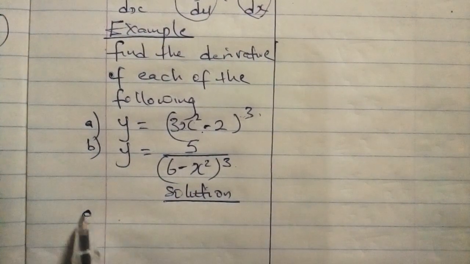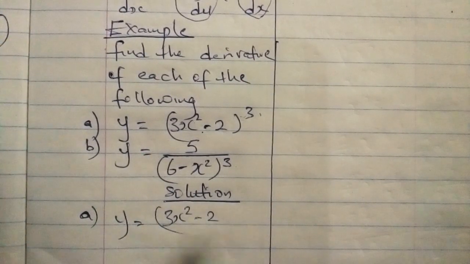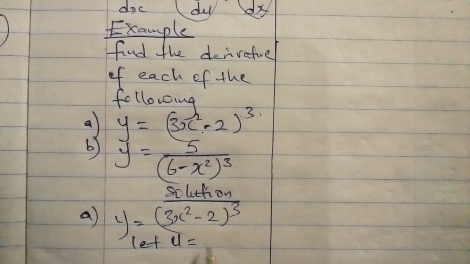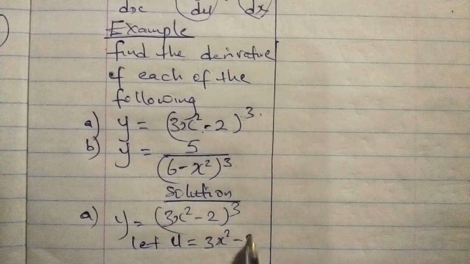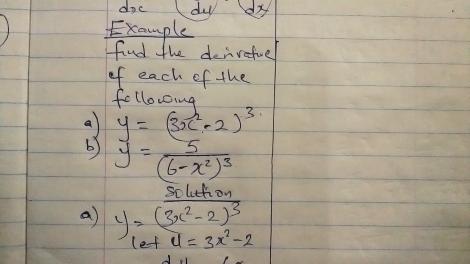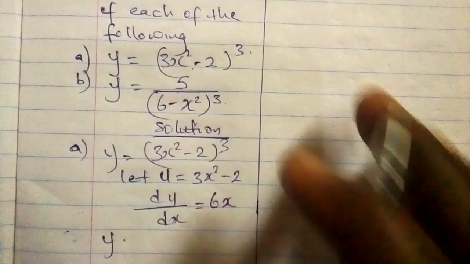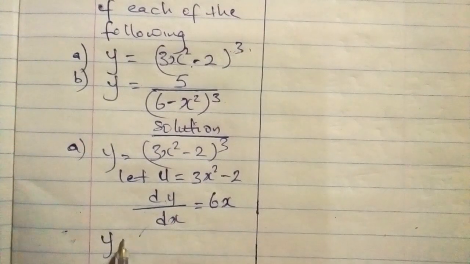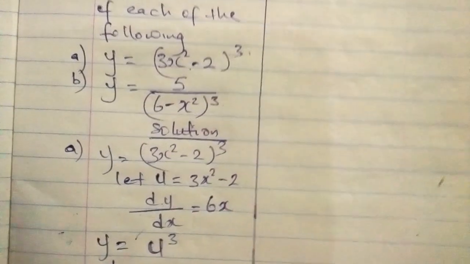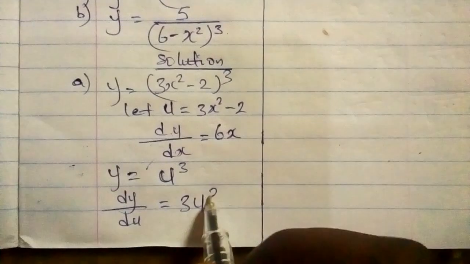So we are going to start with a, which is y is equal to (3x squared minus 2) raised to power 3. So first of all, let that function be u, equals 3x squared minus 2. Then du over dx will give me 6x, because differentiating the constant is 0. Then y will now be equal to u raised to power 3. Then dy over du will be equal to 3u squared.